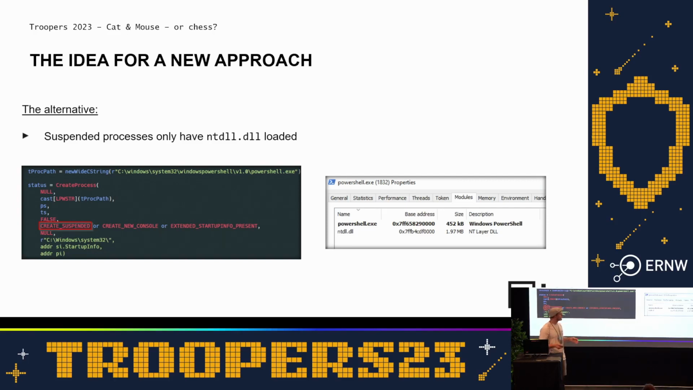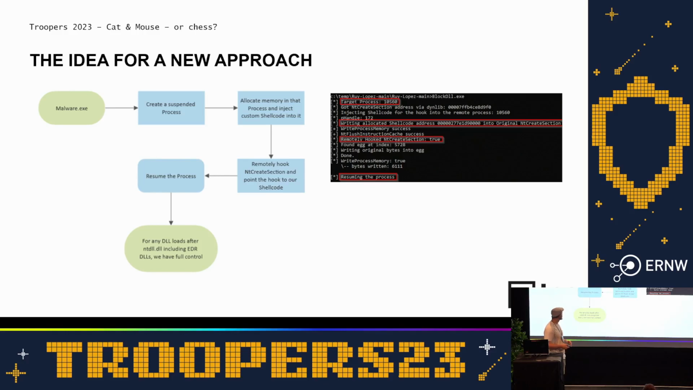And this is a cool fact that we can use, because if we create a suspended process, then we can also place hooks for NTDLL. NTDLL is already loaded. And this is where my whole idea for a new approach started. So this is like the structure of how this idea works. We have our malware, and this malware is creating a new suspended process. This suspended process has only NTDLL loaded. And we can then allocate memory in that newly spawned suspended process and inject custom self-written shellcode into that remote process.